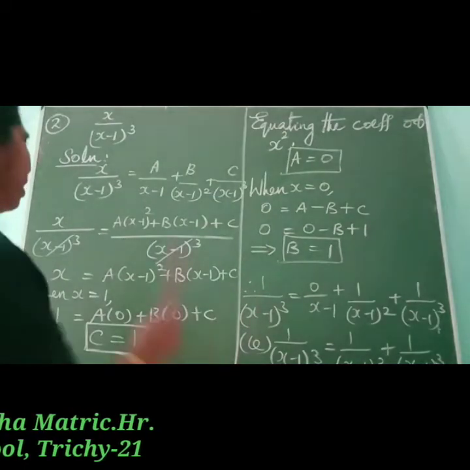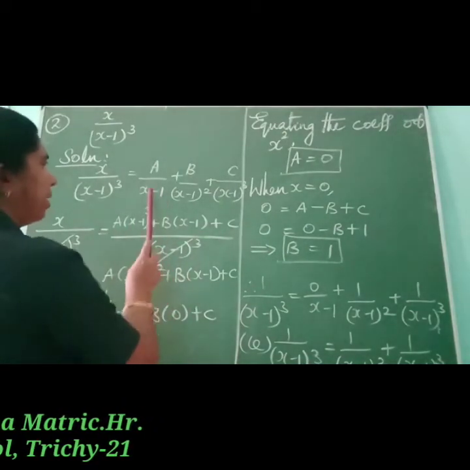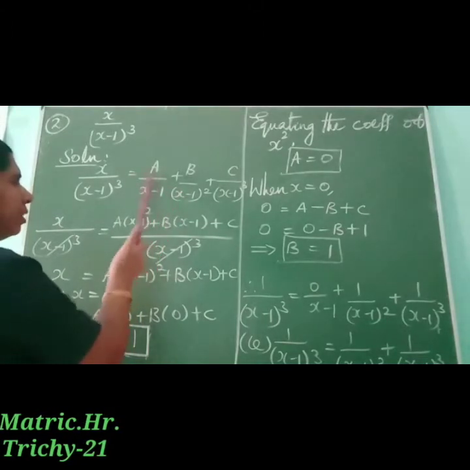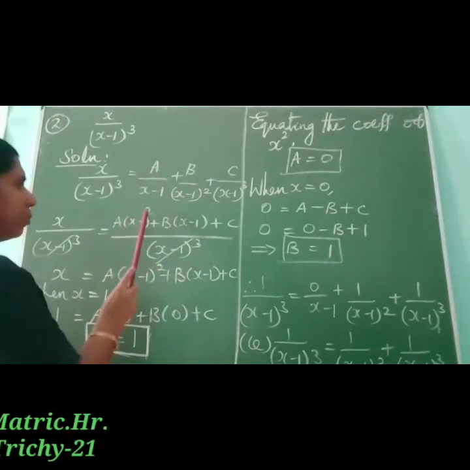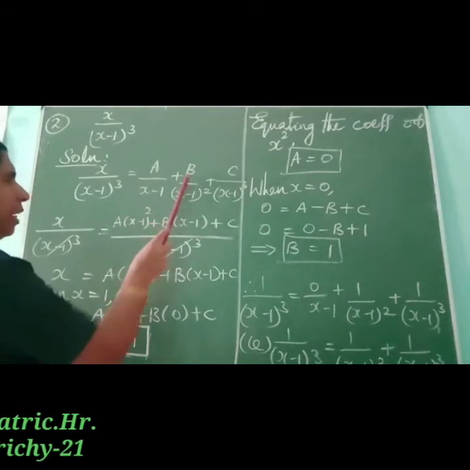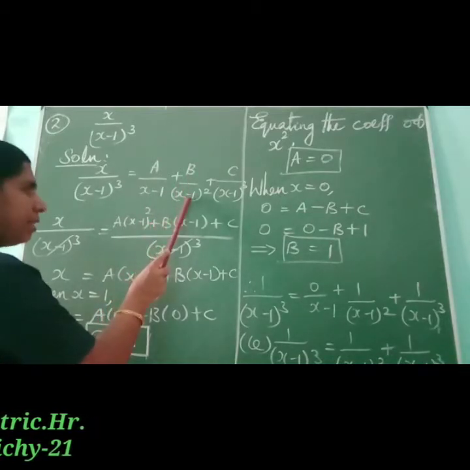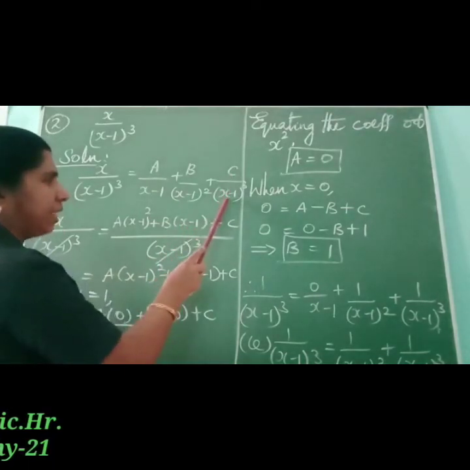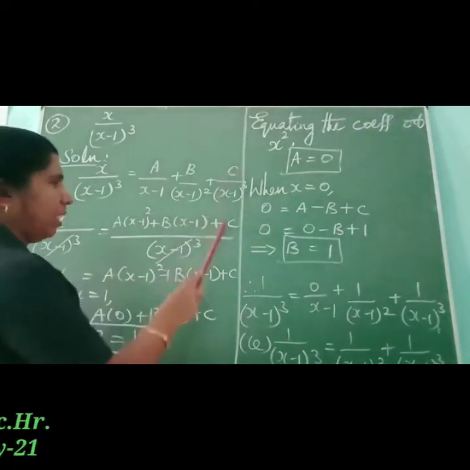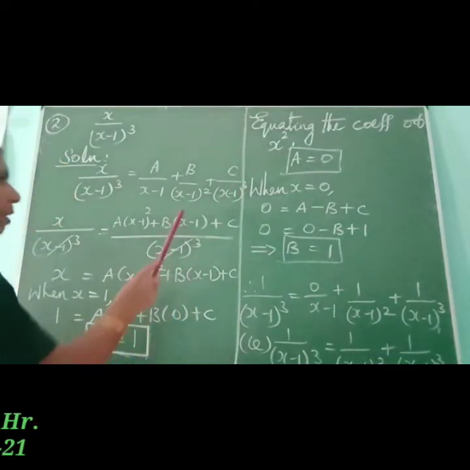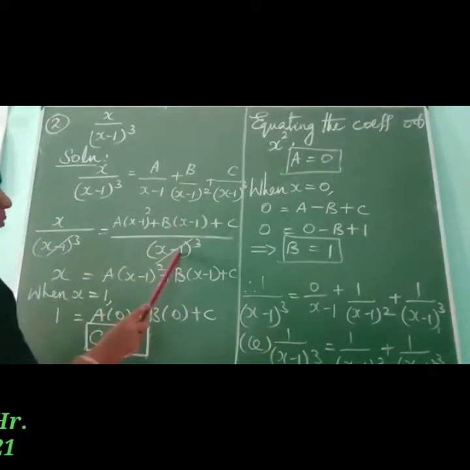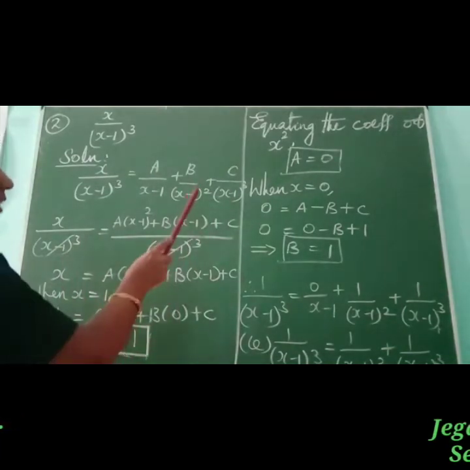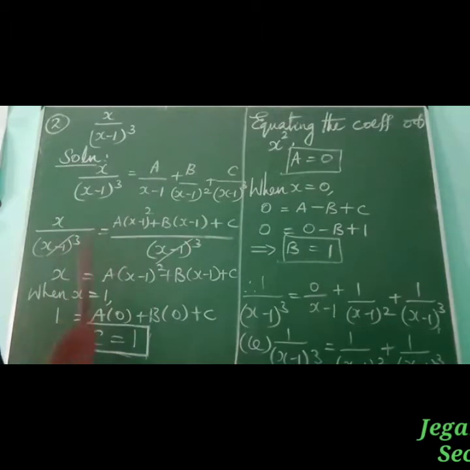Next we have to take the LCM. Here only (x - 1) is there. So for (x - 1) squared, we write A(x - 1) squared, plus B(x - 1). Here the denominator is (x - 1) cubed, so here only C you have to write, divided by (x - 1) cubed. Always the denominator will be cancelled. After taking the LCM, you have to cancel the denominator.